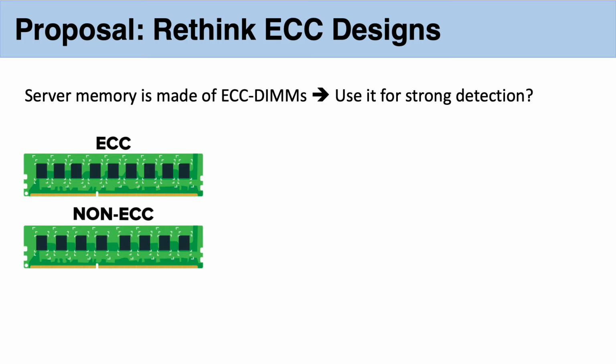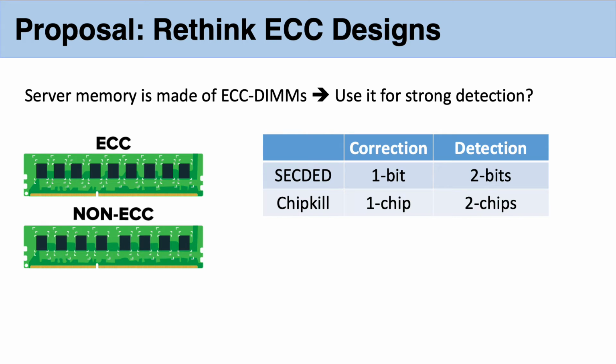Server memories use DIMMs that support error correction. Each DIMM contains an extra chip to store the error correction information. The two most commonly used error correction codes in DRAM are, first, SECDED. It can correct 1-bit error and detect up to 2 bits of error. The stronger form of error correction is called Chipkill, which can detect 2 chip failures and correct 1 chip failure.